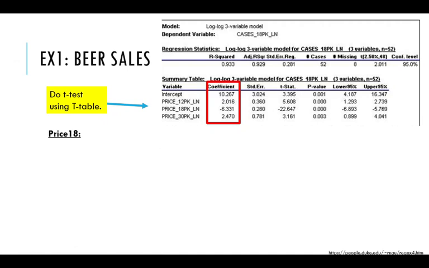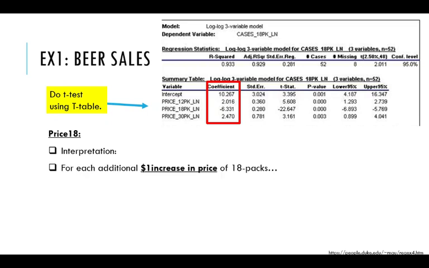All right, now we need to interpret this. So just doing the t-test isn't enough. We now need to interpret, but to do that we need to use the coefficients. So we see for each additional $1 increase in price of 18 packs, sales fall by 6.33 units. So to be clear, we use the t-statistic and the p-values to determine significance, but when we interpret, we have to go to the coefficient.